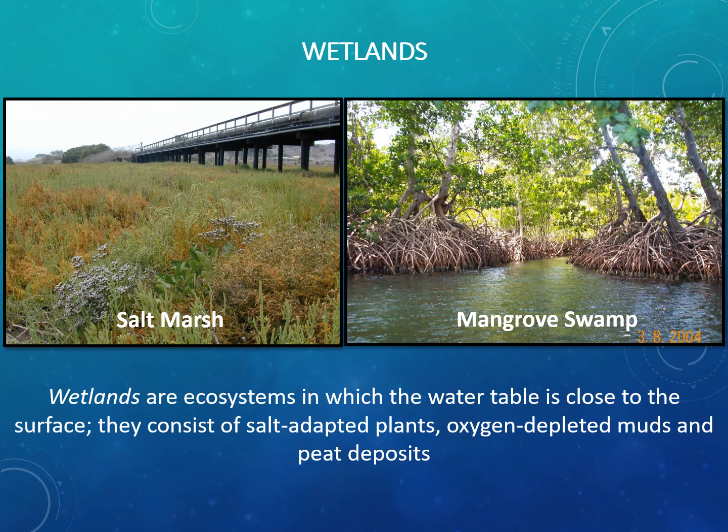So there's these two categories of wetlands. We have salt marsh and mangrove swamp. Mangrove swamps are more common in the bayous and parts of the East Coast, and other places around the world as well. We tend to have salt marsh wetlands here in Southern California, which are shown on the left.